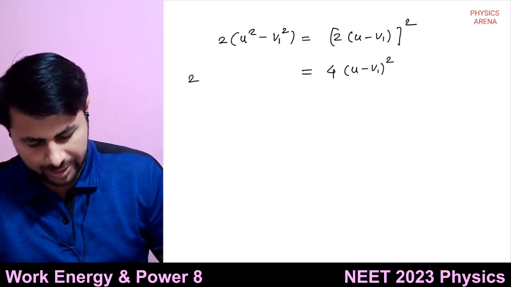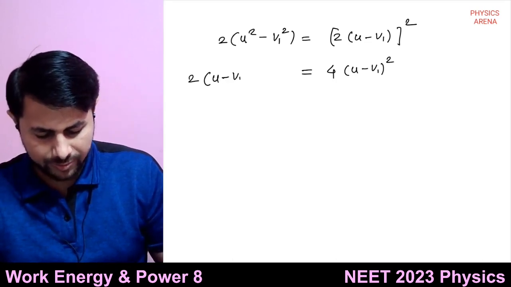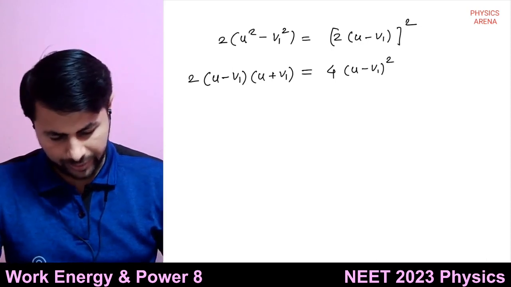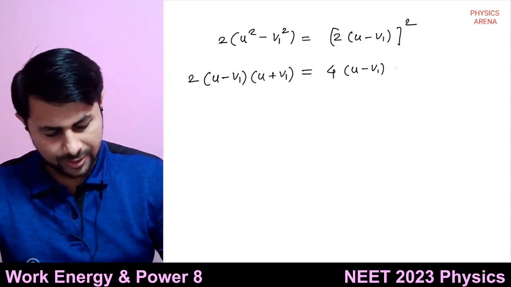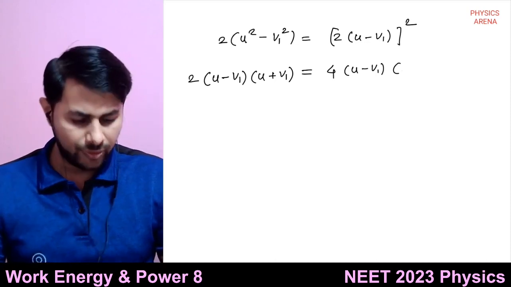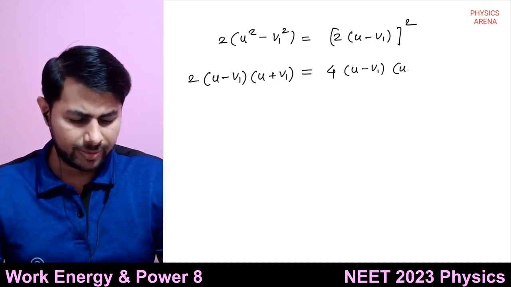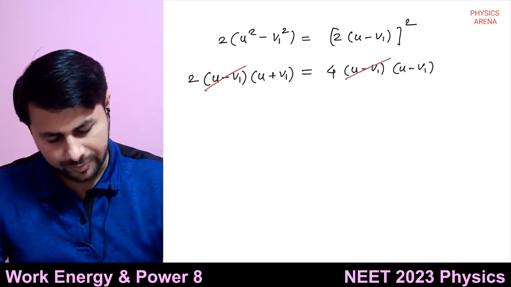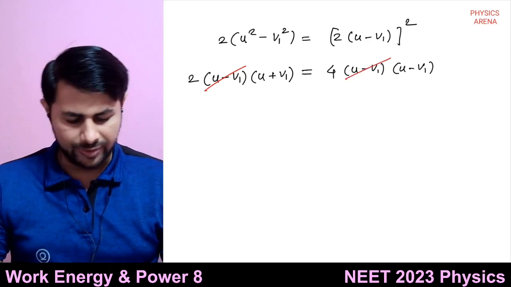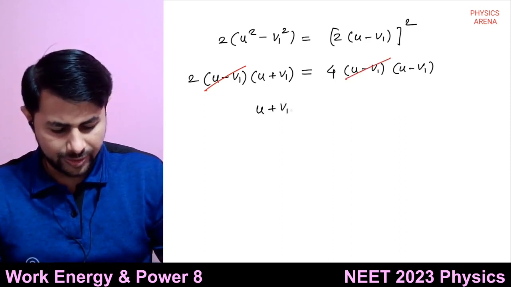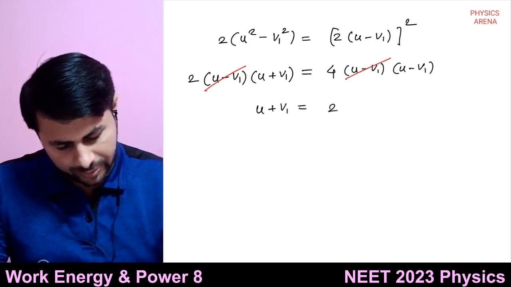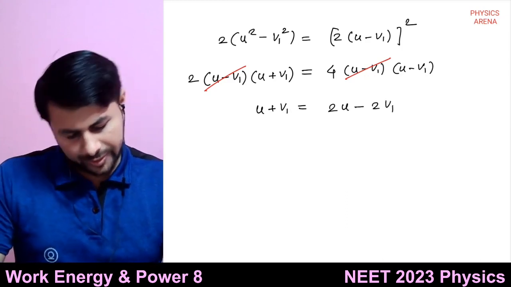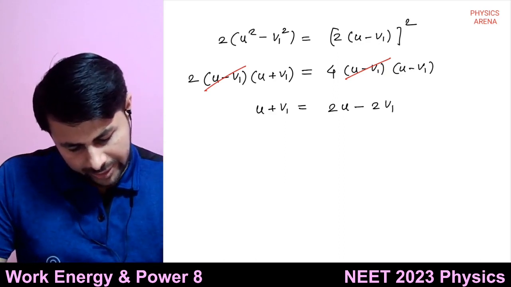Okay, and this can be written as what? 2 times u minus v1 multiplied by u plus v1. And u minus v1 whole square can be written as u minus v1 multiplied by u minus v1. So one u minus v1 gets cancelled out. Okay, and then we can divide by 2 also. So u plus v1 is equal to 2 times u minus 2 times v1. This is what we get.